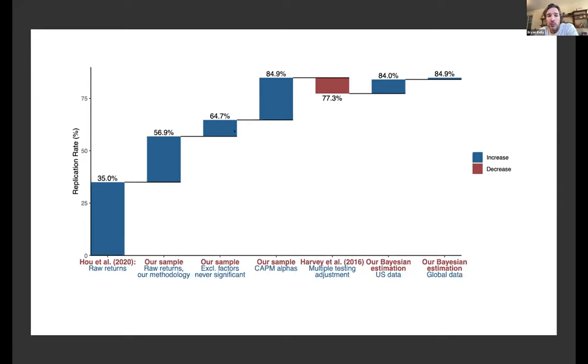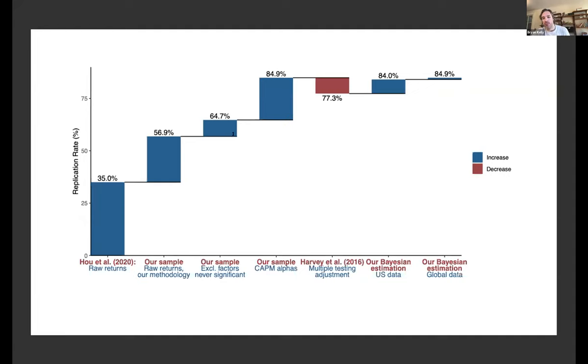One thing I would also point out is that in this Hou et al. paper, they include in their list of factors some factors that were studied in the previous literature, but the previous literature actually found to be insignificant. It doesn't really make sense to include those factors when you calculate a replication rate. It shows up in the denominator and unduly depresses replication rates. So we're going to kick those out of our denominator, and of course the replication rate rises further to 64.7%.